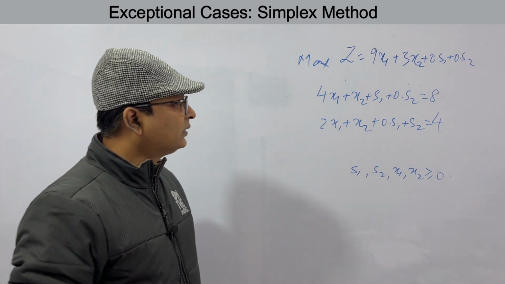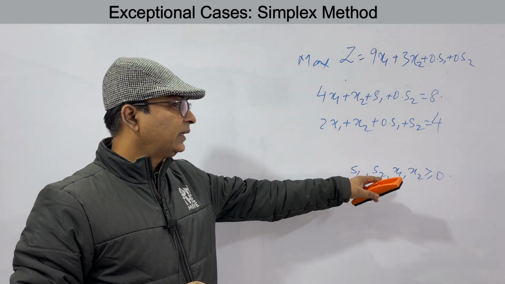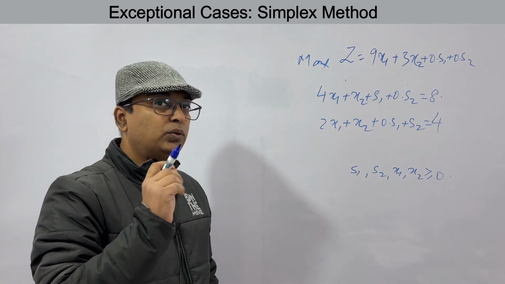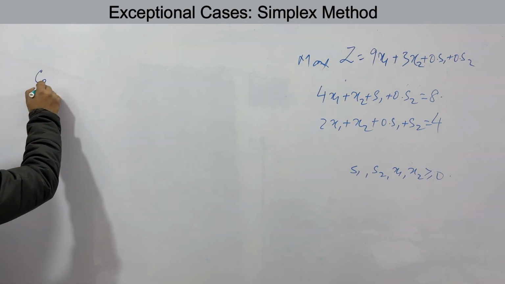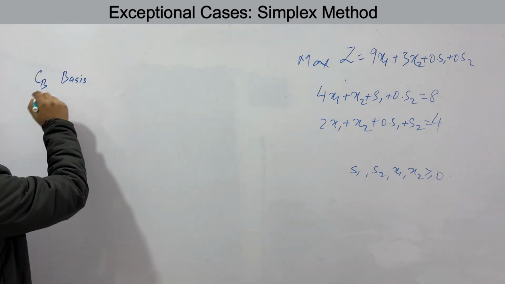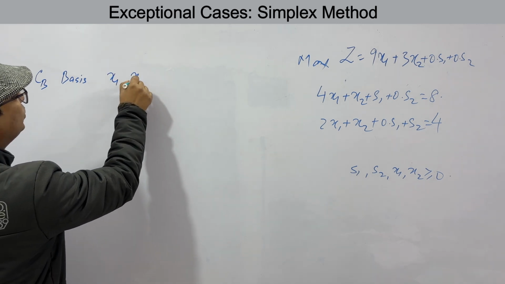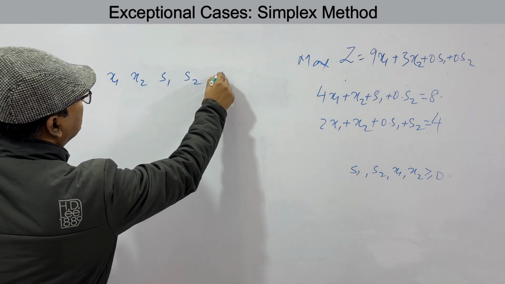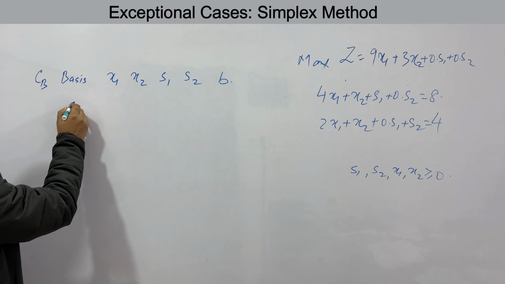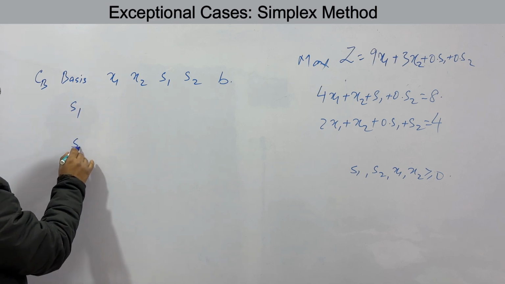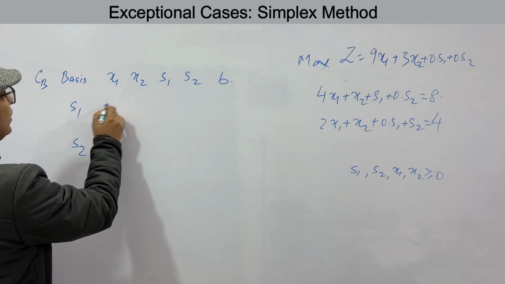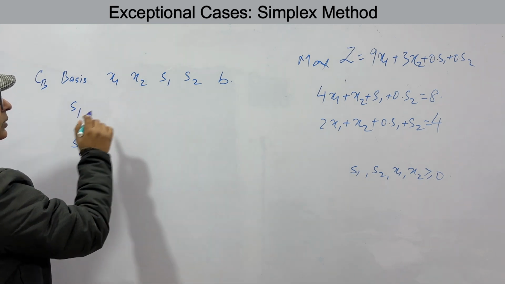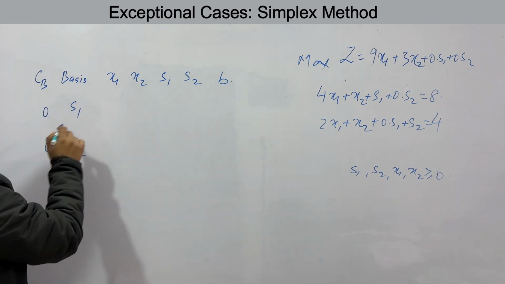So we have two constraints, and for this n equal to 4 and m is 2, so we'll have two basic variables and two non-basic variables. So let's start with this. We'll have CB here, this will be basis, and then we'll have x1, x2, s1, s2, b. Okay, so we'll start with s1 and s2 as basic variables as we do, and we'll put x1 and x2 equal to 0. Now the coefficient of these variables in the objective function is 0 and 0, x1, x2.